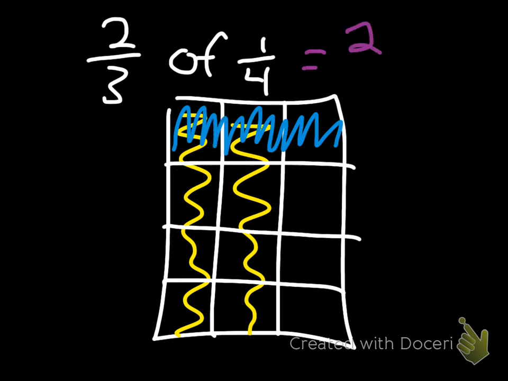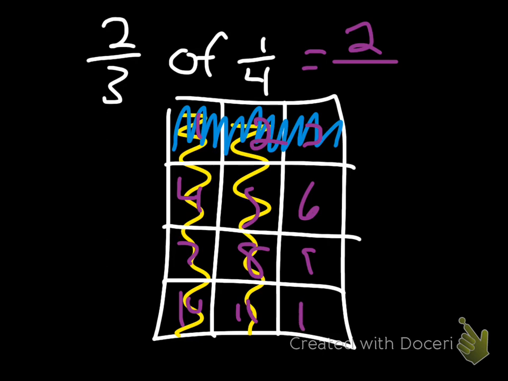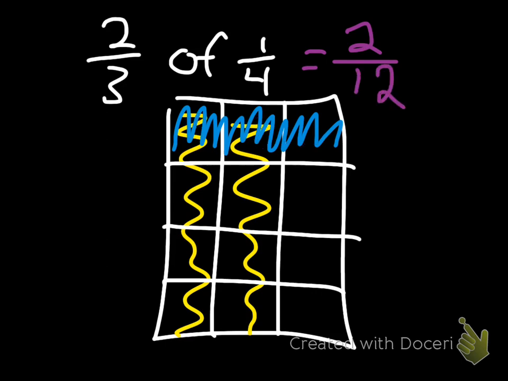Okay, since there was 2 that had blue and yellow, that's our top number. Our bottom number is the total of boxes, so there's 1, 2, 3, 4, 5, 6, 7, 8, 9, 10, 11, 12. 12 total boxes, so our denominator is 12. Guys, I think you'll pick up on this one pretty fast, so I'm just going to do one more example. Start with our box.